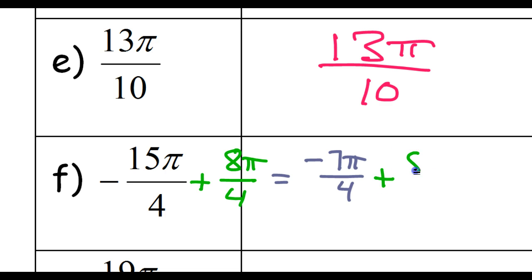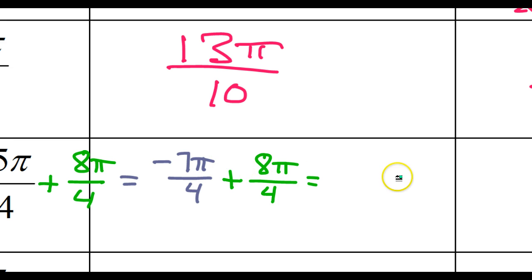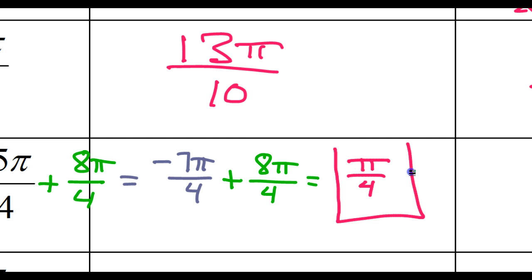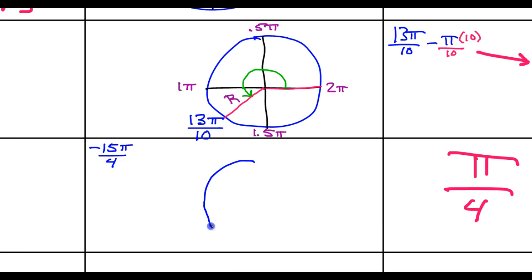Let's do it again, another 8 pi over 4. Got to get into the positive zone. Now I'm going to get what I need. Negative 7 plus 8 is 1, so that's going to give me pi over 4. This is my coterminal angle right there. Alright, next let's do the sketch so we can see what else we need. So negative 15 pi over 4. Here's my unit circle.